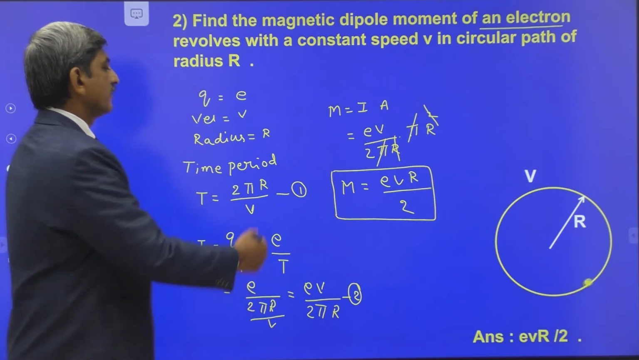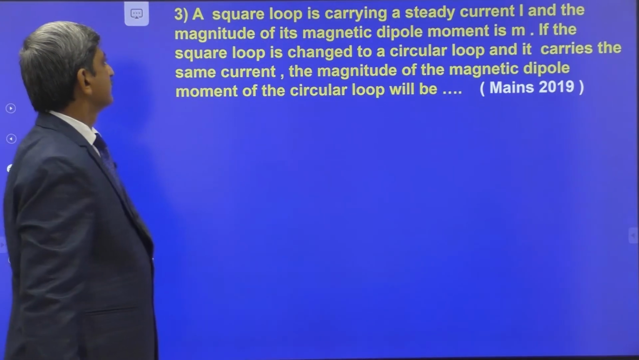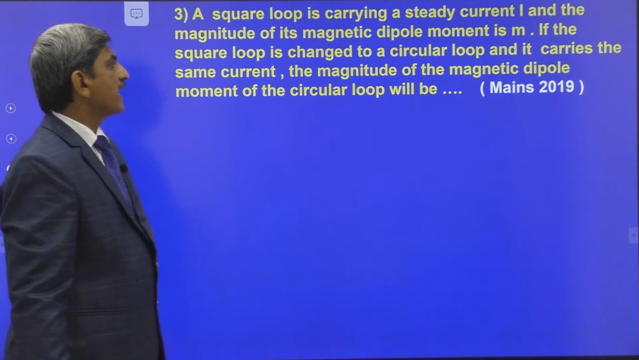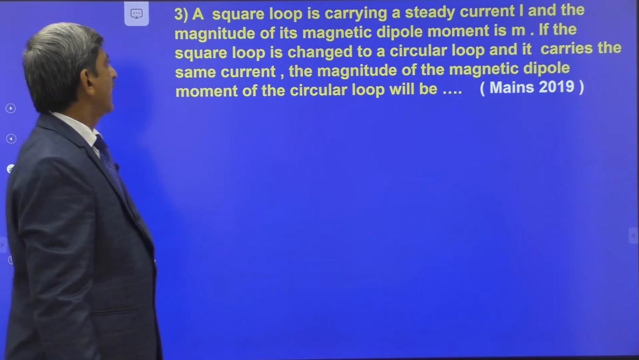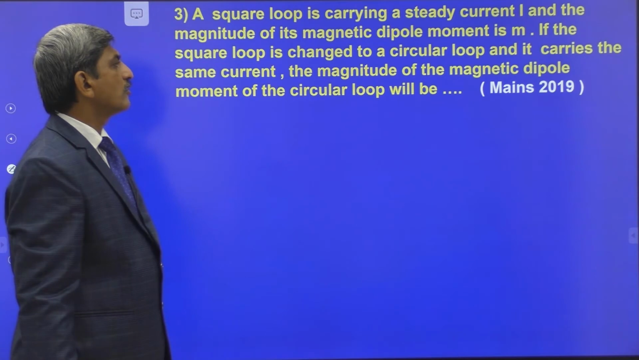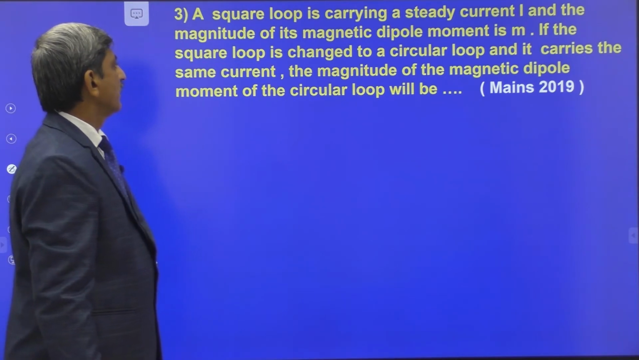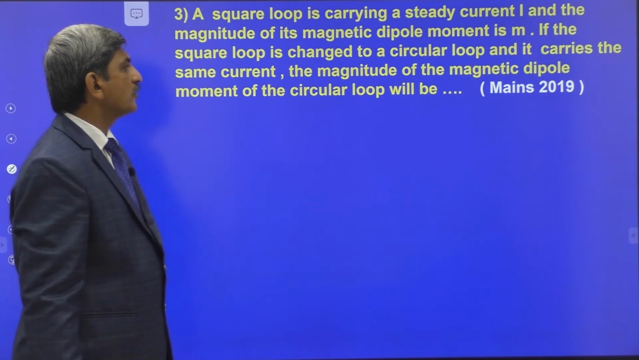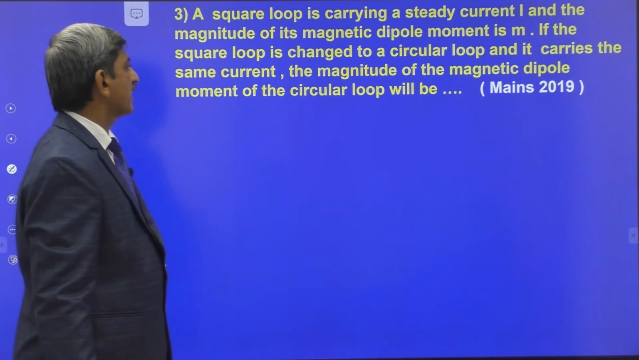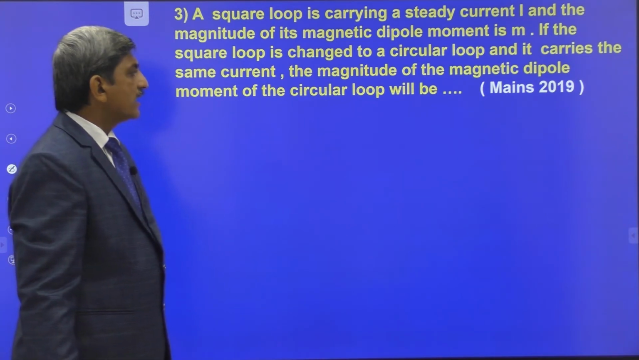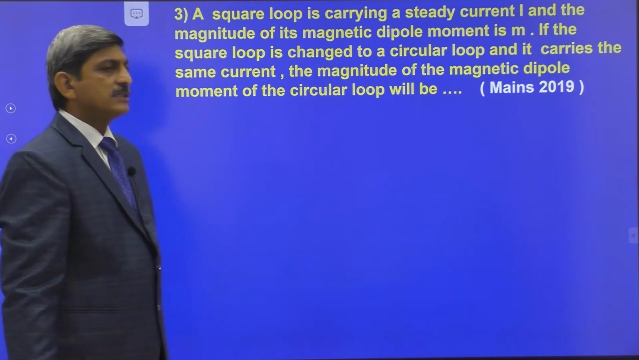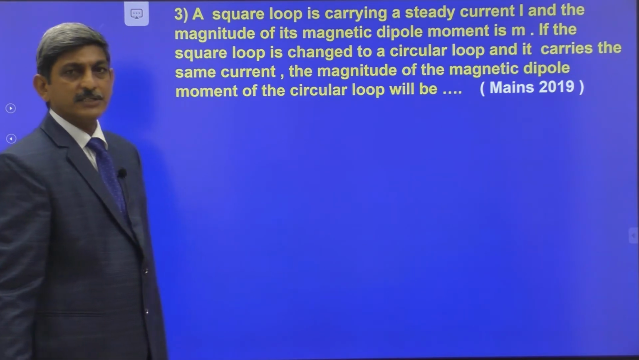Come to the next problem. A square loop is carrying a steady current I and the magnitude of its magnetic dipole moment is M. If the square loop is changed to a circular loop and it carries the same current, the magnitude of the magnetic dipole moment of the circular loop will be dash.